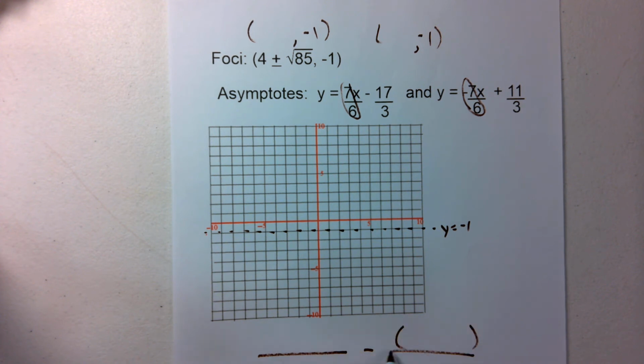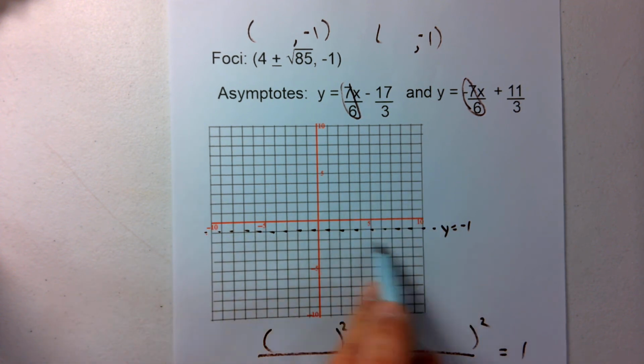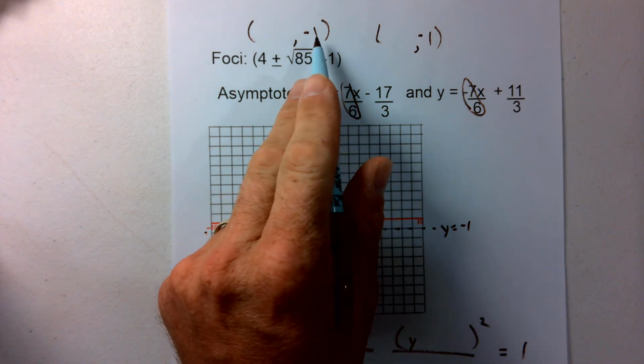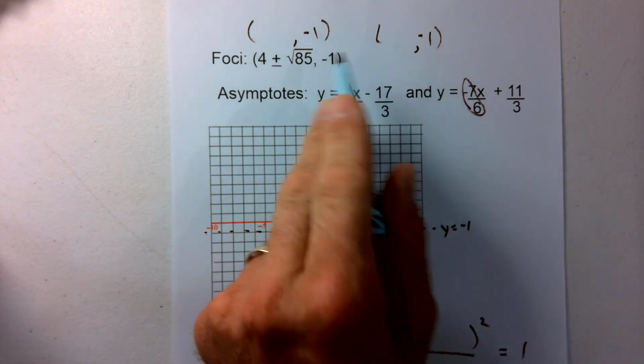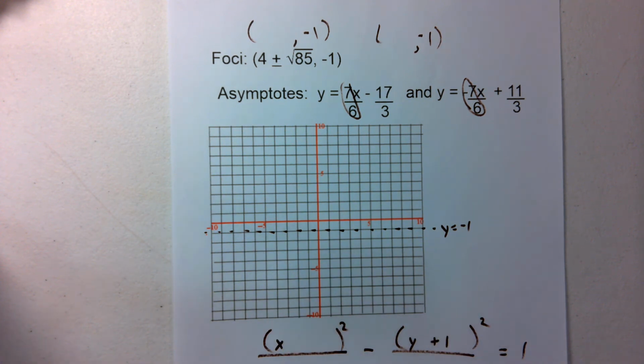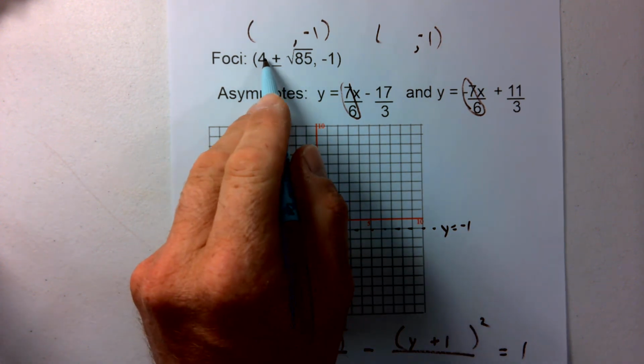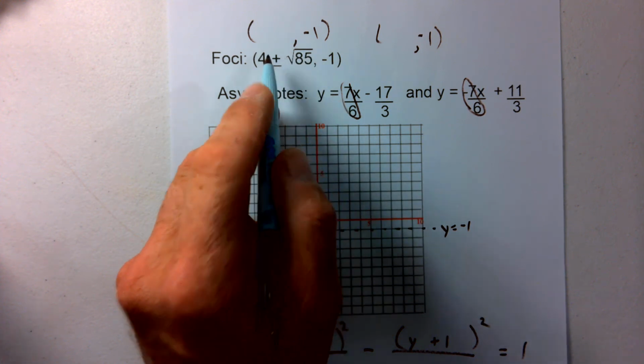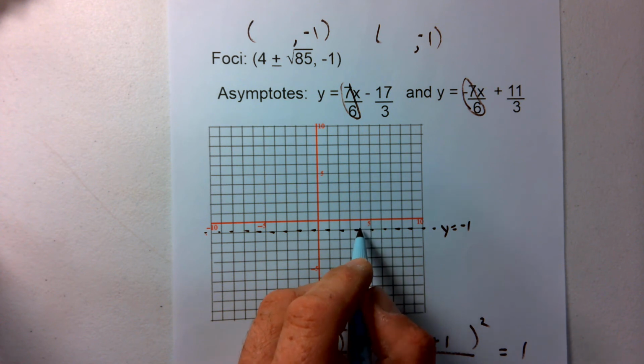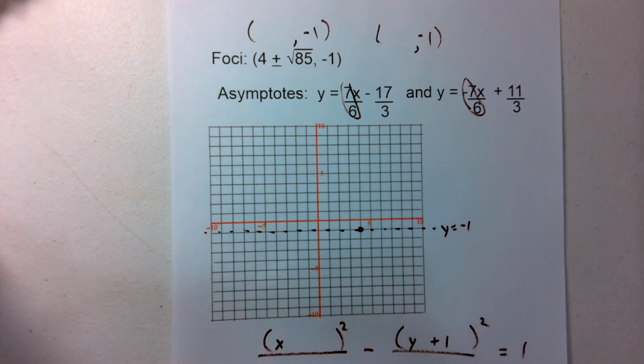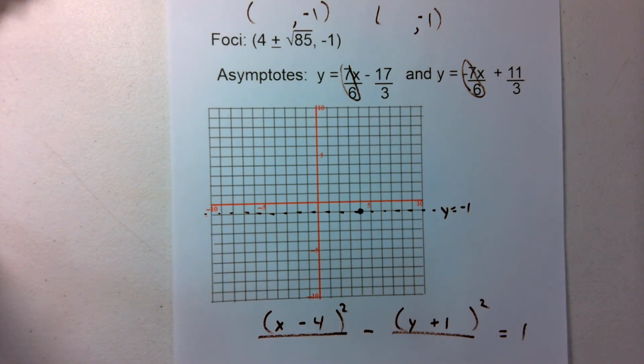So I already know what's going to come first. Since I open up with the x-axis, I know that my x's are coming first and my y's are coming afterwards. All right. What else do I know? Well, I know that my center has to be at negative 1 for the y value, so I'm going to put that in. More importantly, I'm taking the square root of 85, adding it to 4, and subtracting it from 4. So I know my center has to be at 4, negative 1. So my x coordinate is going to be x minus 4 squared over something, minus y plus 1 squared over something.